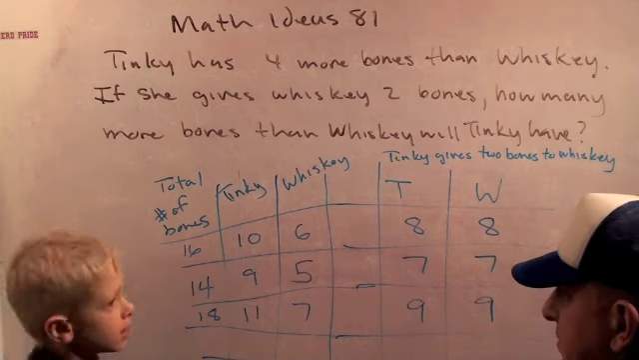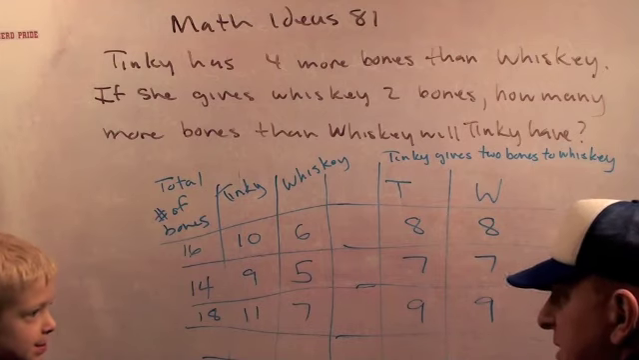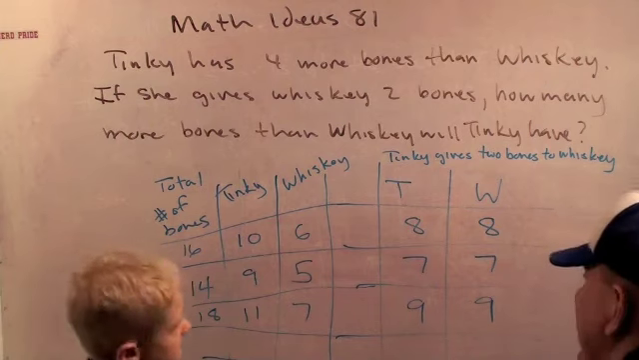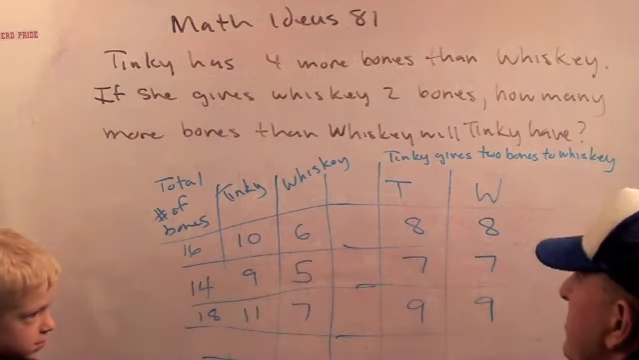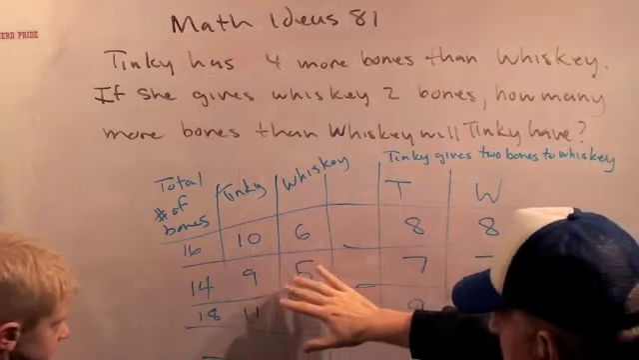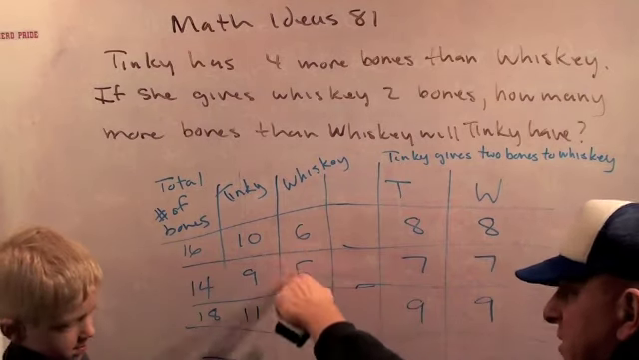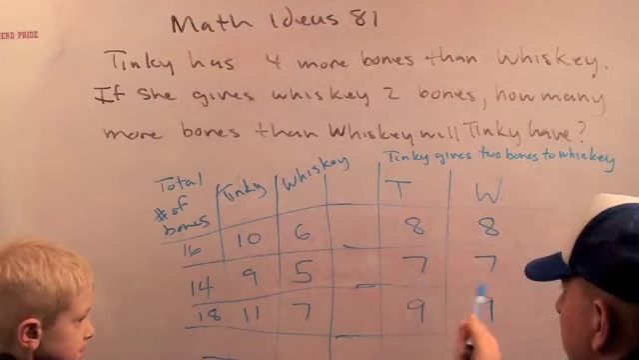Do you want to see how we could use some X's to do that? No, not today. Okay, that's fine. We'll skip that today. But this was a good approach on a problem when you weren't sure how to do it. Make a chart. How many bones does Tinky have? How many bones does Whiskey have? And make up some examples.